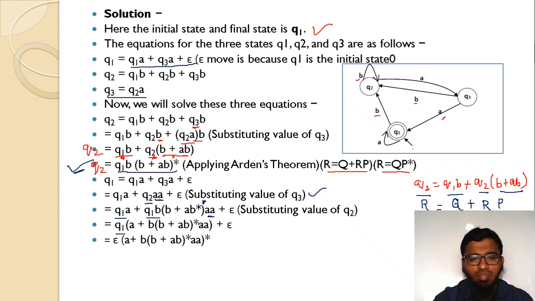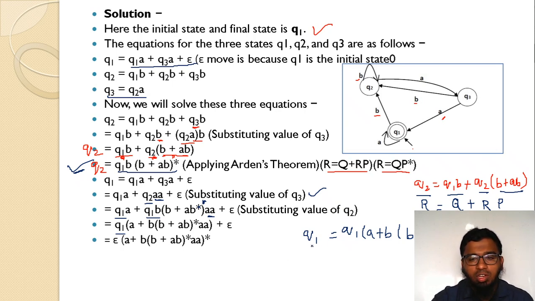From this again we need to apply the Arden's theorem. How to apply that? See, Q1 is Q1 A plus B, bracket open B plus AB whole square, whole star, AA plus epsilon.